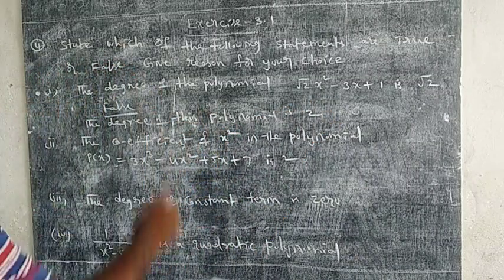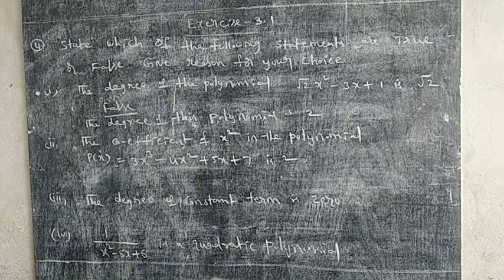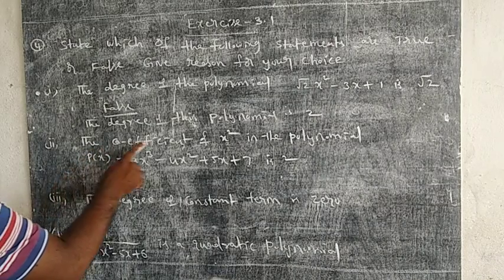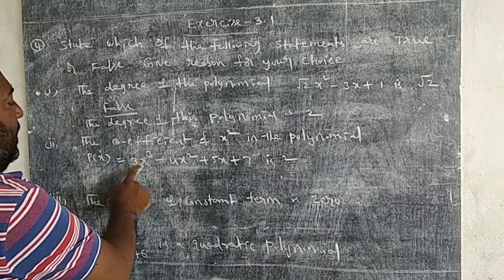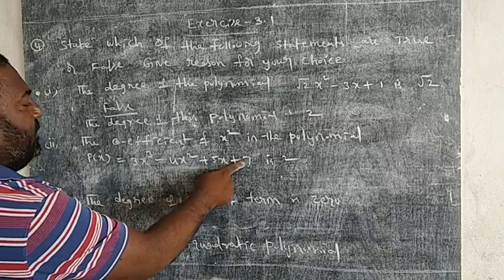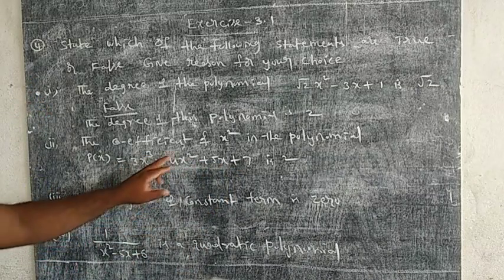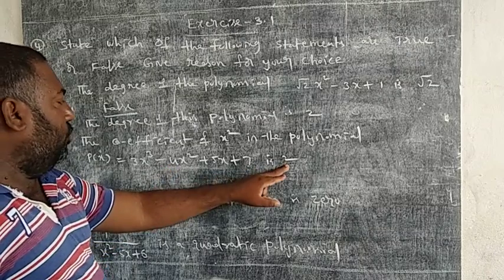Root 2 is the coefficient of x square. That is the first one. The second one: the coefficient of x square in the polynomial p of x is equal to 3x cubed minus 4x square plus 5x plus 7 is 2. Here the coefficient of x square in this polynomial is 2.